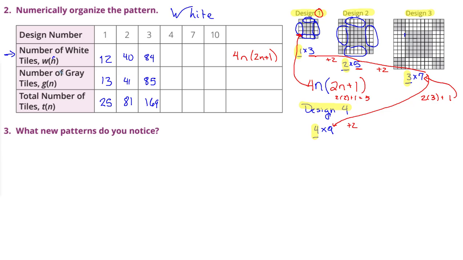And so now I want you to go ahead and see if you can figure out the white tiles for 4, 7, and 10. You should have gotten 144, 420, and 840. We're plugging that into that formula.